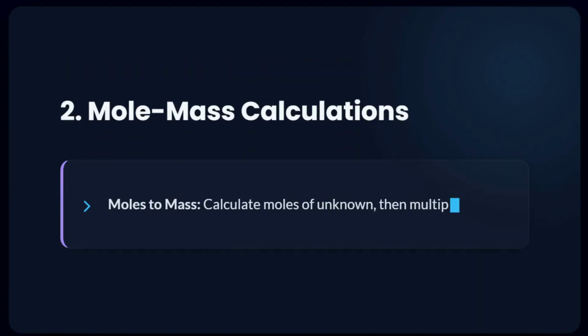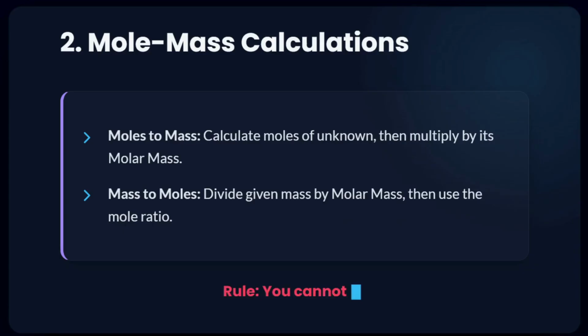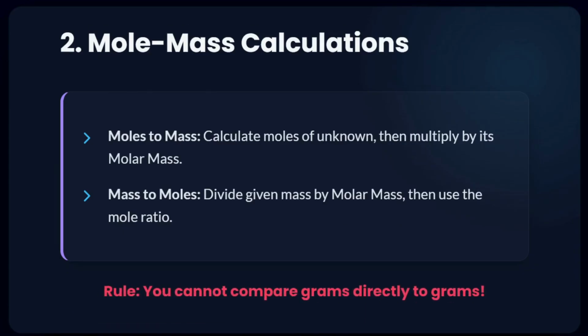Next is mole mass. Remember this golden rule: you cannot compare grams directly to grams in a chemical equation. You must use molar mass to convert your grams into moles first, use the mole ratio, and then convert back to grams if needed.